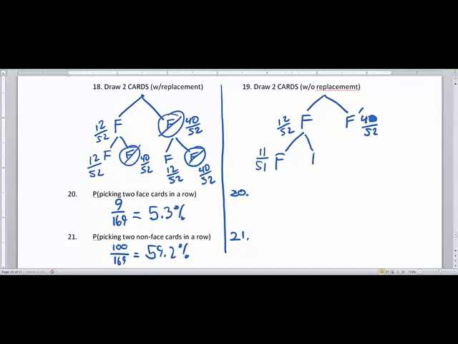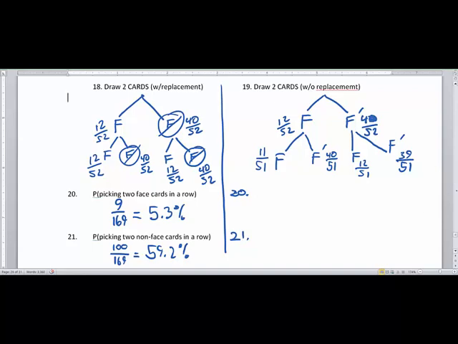But what if I draw a face card first and then not draw a face card? Well, there were 40 of them in the deck, but there were only 51 cards in the deck if I went down this path. Now, if I go no face, then there were 39 cards in the deck and 51 cards in the deck. So you can see without replacement, it becomes a dependent event. But since we have adjusted our fractions accordingly, we can still use our multiplication rule for this.